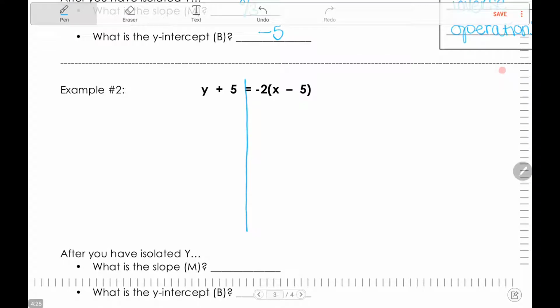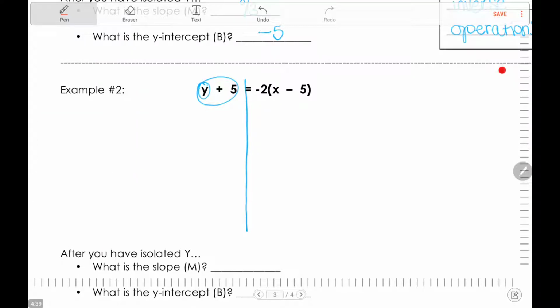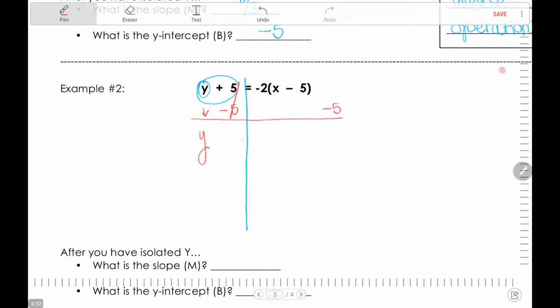Okay, so example number 2. I have a y, and I have something affecting it. What's affecting it? The +5. So what do I have to move? The 5. How do I move the 5? Inverse, -5 on both sides. All right, I can cross out my inverses, bring down my y. And on the right-hand side, I have -2 parentheses x minus 5 and then another take away 5 that we just put on that side.